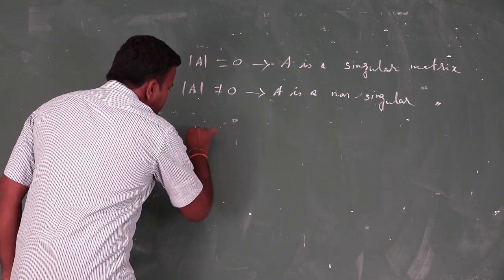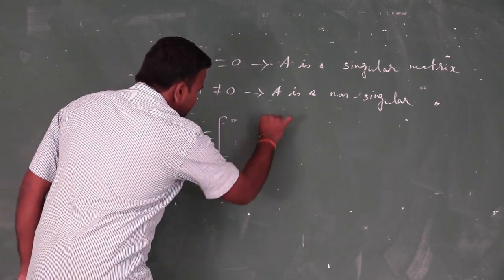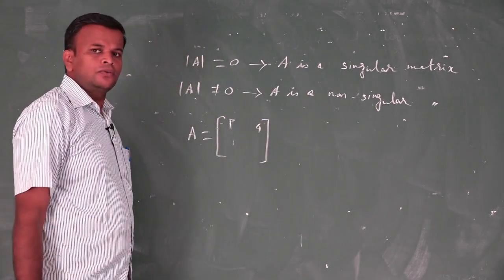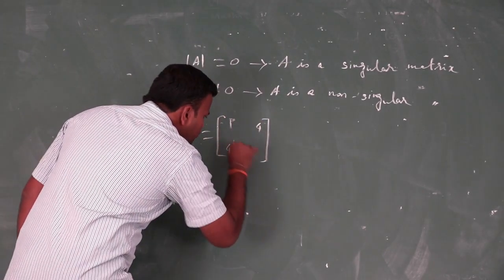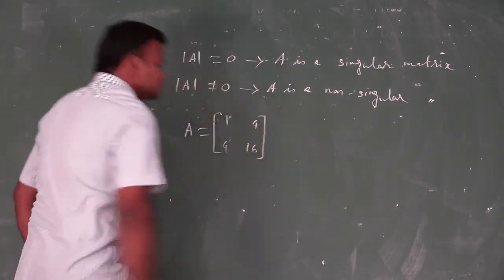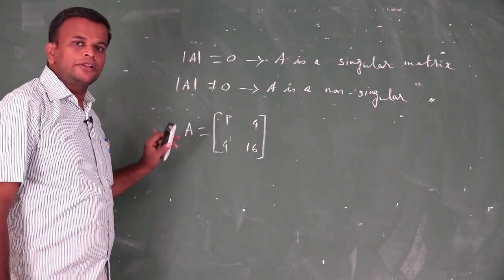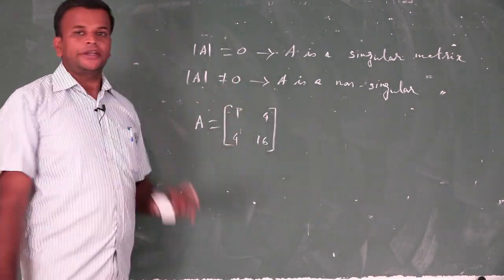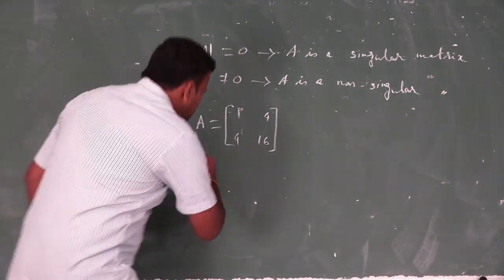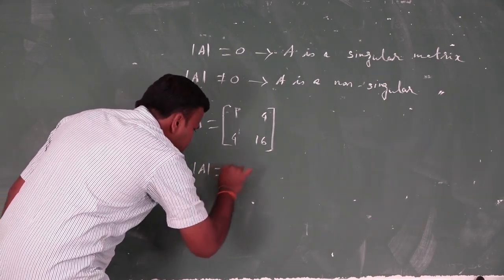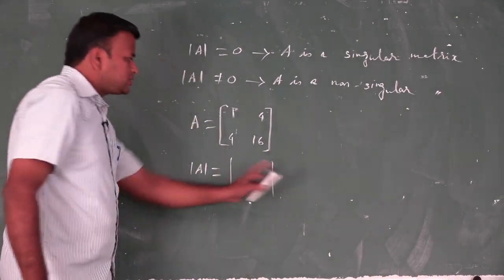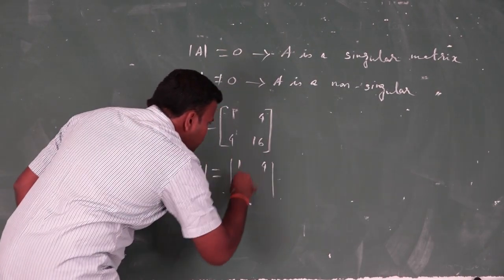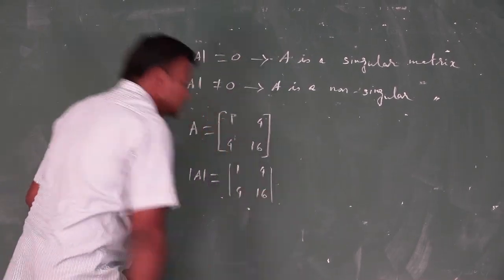I will take the matrix A with values 1, 4, 4 and 16. Okay, it is the value of the matrix A. Now we find the determinant of this matrix. So determinant A is equal to the determinant symbol, and we write the elements 1, 4, 4, 16.